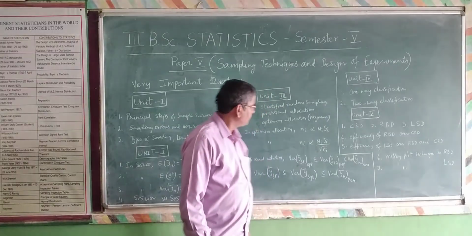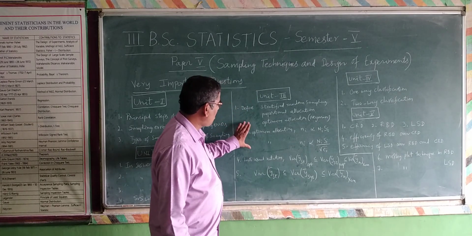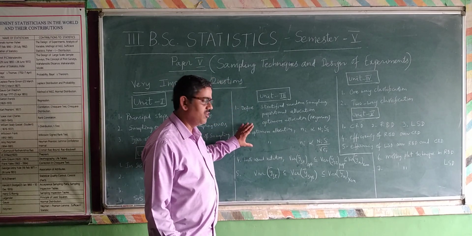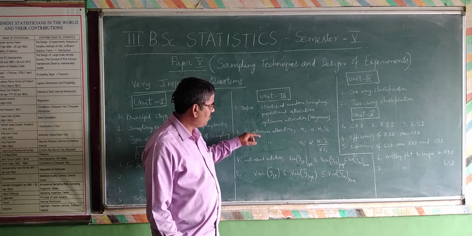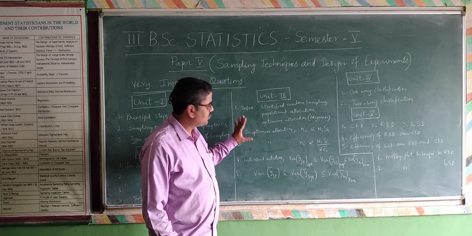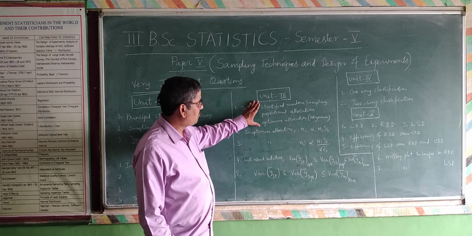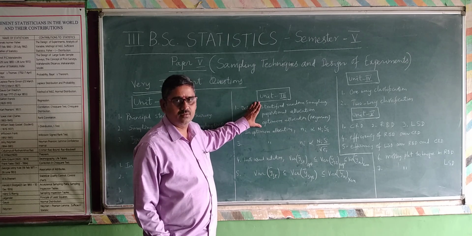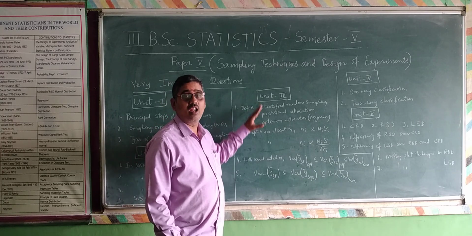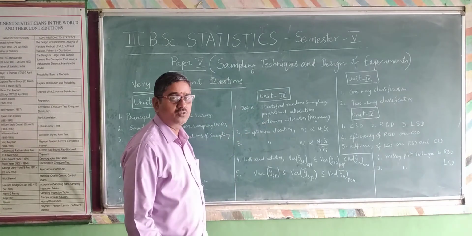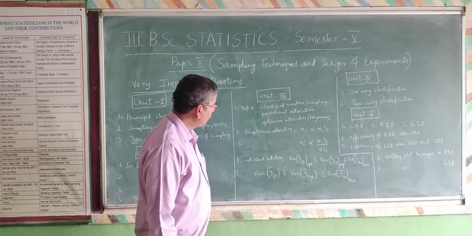Simple random sampling. These two are very simple theorems. If you do one theorem, the other theorem is also going to be very, very simple. Same pattern. Don't forget to read the definitions. It will definitely help you in the 4 marks or 5 marks short questions. Right? This is of Unit 3.